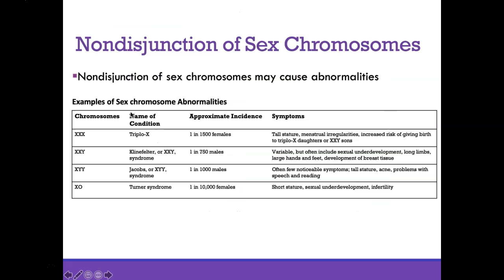So there are different disorders that result in non-disjunction of sex chromosomes. You should be familiar with Turner syndrome, which is XO, and Klinefelter's, which is XXY. There's also triplo X syndrome, where you have 3 copies of the X chromosome, and there's Jacob's syndrome, which is XYY, where you get 2 copies of the Y chromosome.